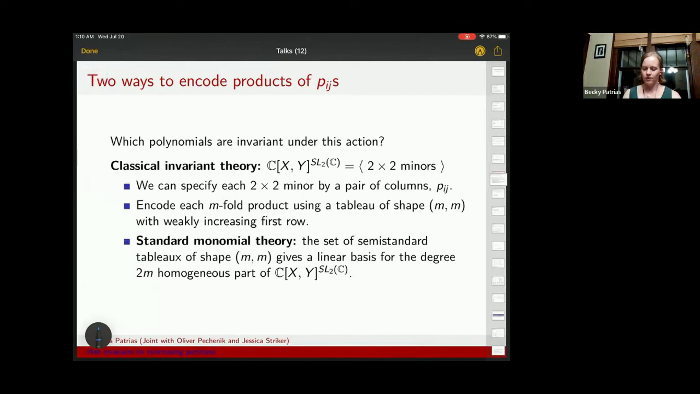All right, so a little review on this slide. Our invariant space is generated by our 2x2 minors. If I have an m-fold product of 2x2 minors, I can encode that using a tableau of shape m,m with weakly increasing first row, and just whatever the second row does is what it does. So from there, standard monomial theory is going to tell me that if I just look at semi-standard tableaux, this is giving me a linear basis for the degree 2m homogeneous part of my invariant space. So again, the semi-standard tableaux are giving me a basis.